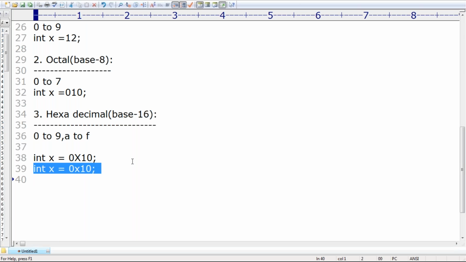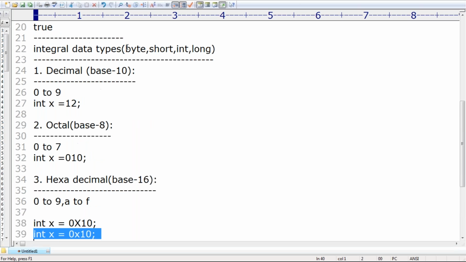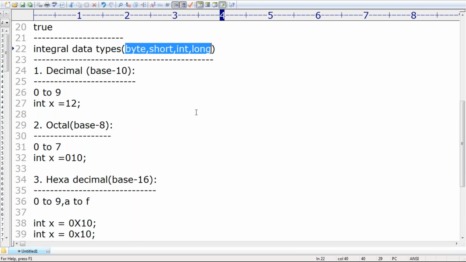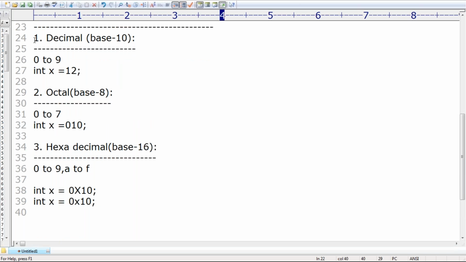So for the integral data types byte, short, int, long, there are 3 ways to specify a literal value. What is the first one? Decimal. Allowed digits are 0 to 9.